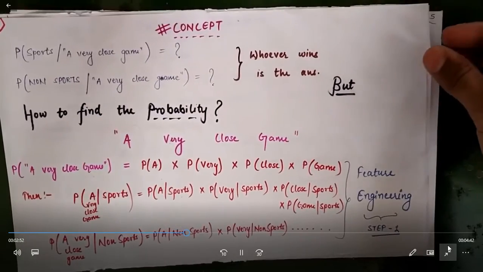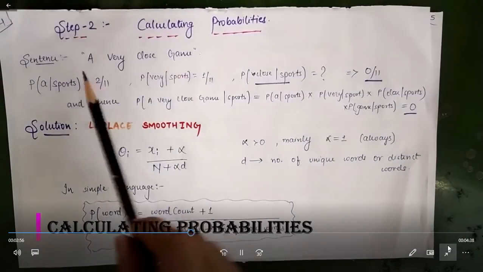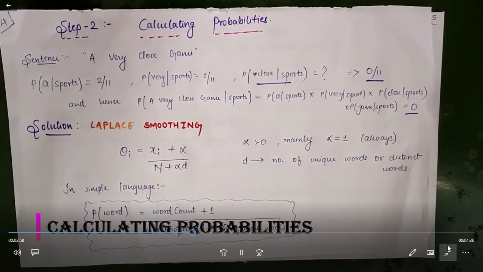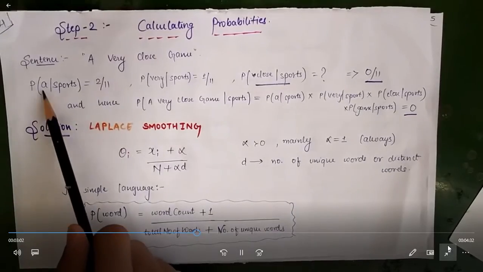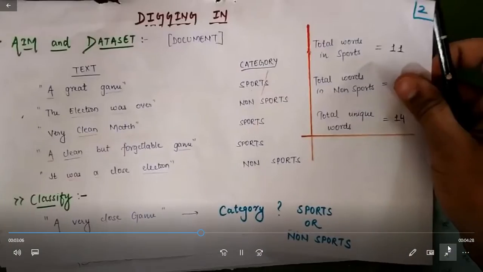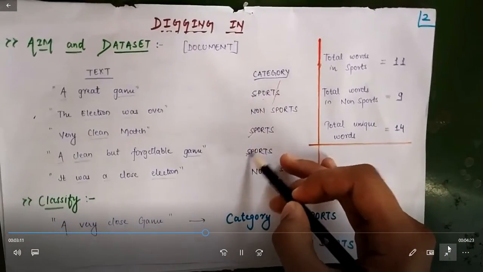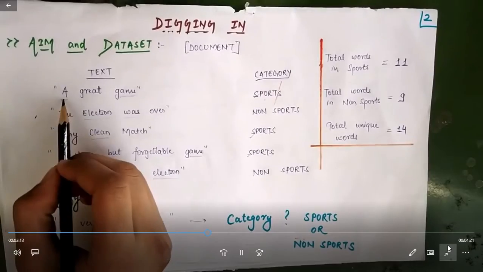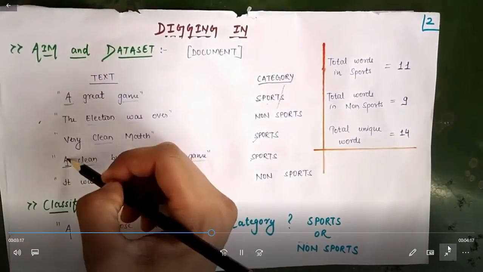Okay, so now let's see how to calculate the probabilities. I have a sentence that is 'a very close game'. If I find the probability of 'a' with respect to the sports category, how am I going to do it? This is my sports. How many sports are there? 1, 2 and 3. And how many times is 'a' coming? 'A' is coming here, and here it is coming. So 2 times it is coming.